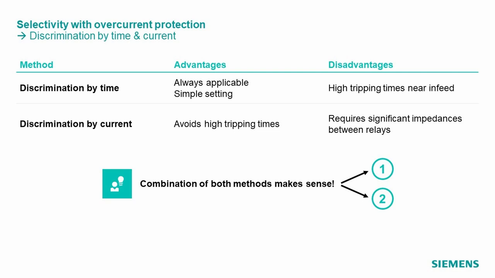Discrimination by current, with that we can avoid long tripping times in certain cases, but this requires significant impedances between the relays. And for that reason, in real life, both methods are normally somehow combined, and I will show two examples of how we can combine discrimination by current and discrimination by time.